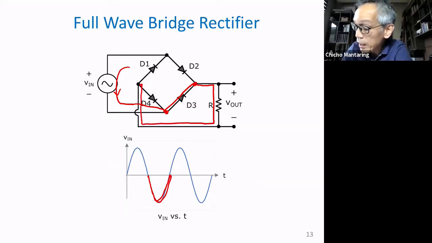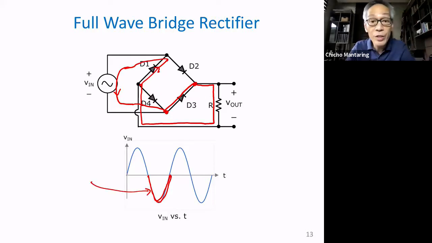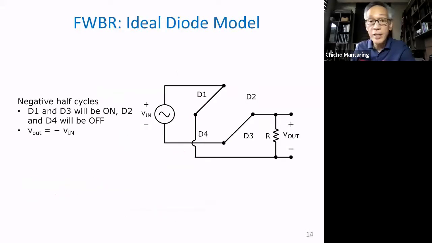Babalik siya dito. And then for the same reason earlier, from here, it will not go down because that is of higher potential. So its only choice is to go up and then back to the positive terminal. So during the negative half cycle, you see that D3 and D1 are on. Okay. On the other hand, D2 and D4 are off. And this is our equivalent circuit.